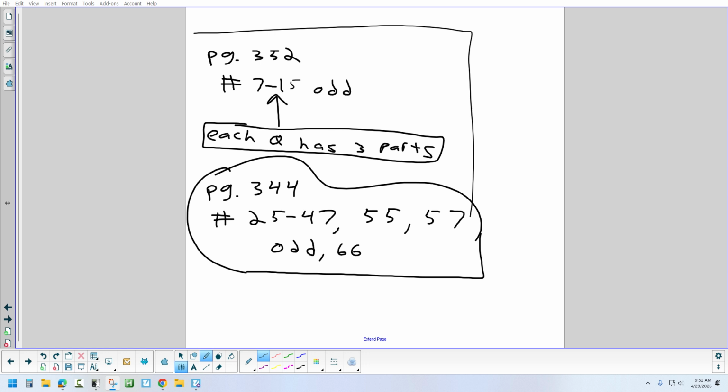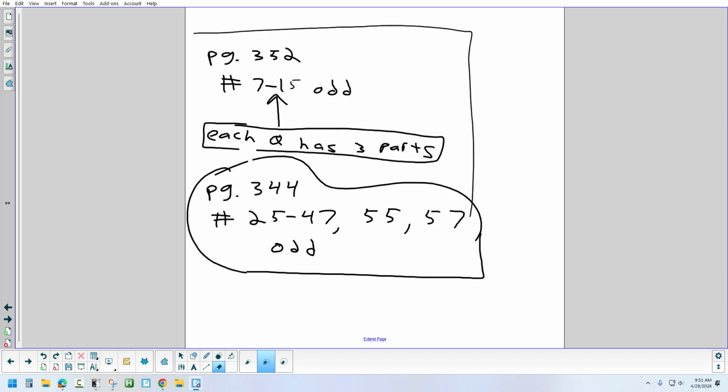All right. So the homework, two separate pages. The first page is page 352, and that page is 7 to 15 odd. Each question has 3 parts. The first part is find the dot product. The second part is find the angle. And then the third part is to tell me if that is parallel, perpendicular, or neither. So all 3 parts are connected, just finding angles. So there's 5 questions on the dot product.